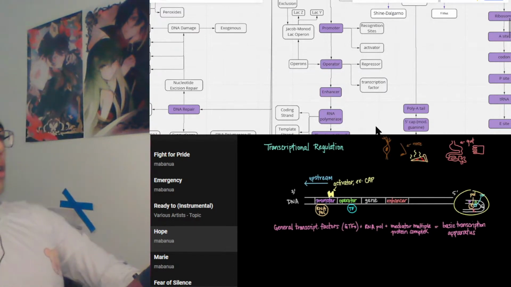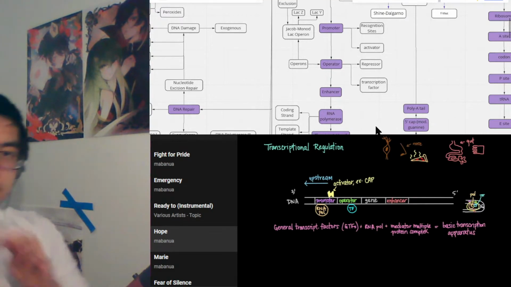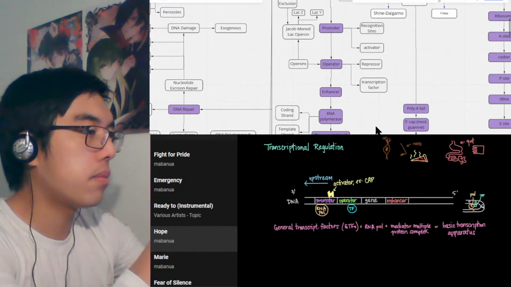So here I've drawn a little schematic of what it might look like to have the enhancer actually change the structure of the DNA so that the DNA is now looping around. Here you still have your promoter sequence, the operator sequence, the gene sequence, and the enhancer sequence, and having the DNA looped in such a way so that you then recruit RNA polymerase, the transcription factors, the mediator protein complex, and then you have transcription begin of this gene here.